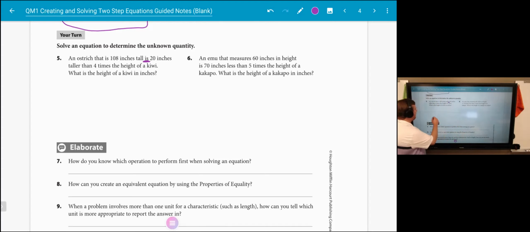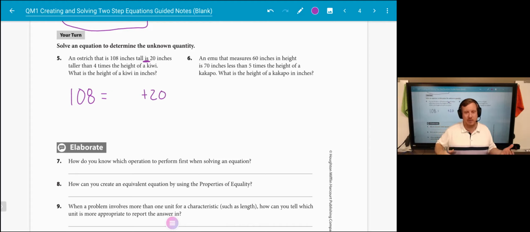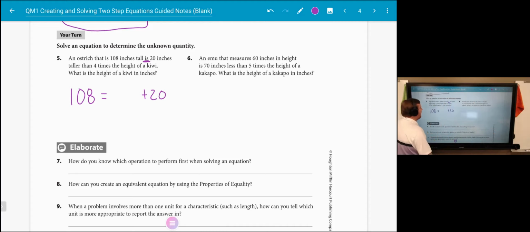An ostrich that is 108 inches tall is 20 inches taller, so plus 20, than 4 times the height of a kiwi. What is the height of a kiwi in inches? What's the thing we don't know? I'd look for the question mark. What is the height of the kiwi in inches?